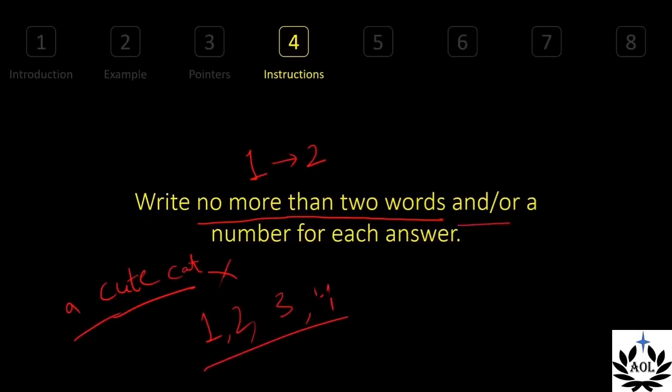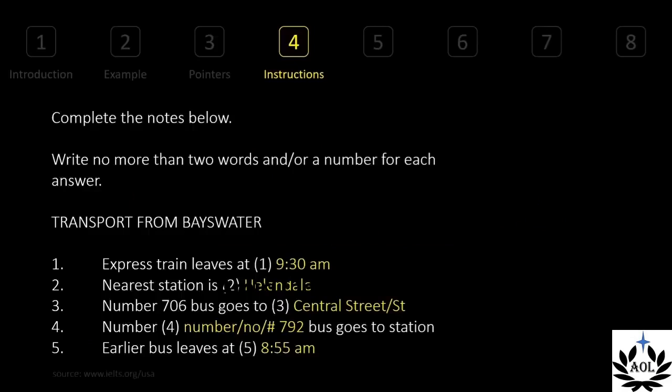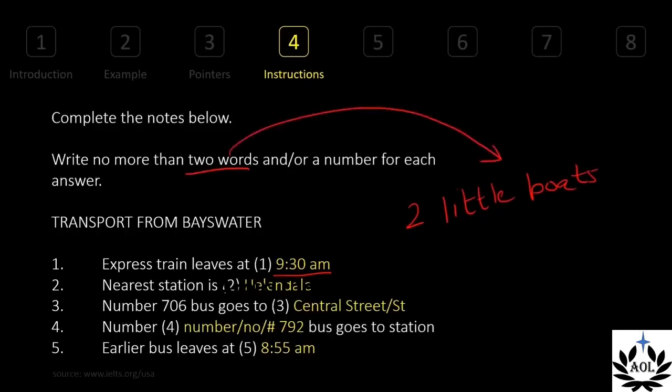Now what is this last part? And or a number for each answer. When they say and or a number, it means that you can add a number to these 2 words. What I mean by that, I'll show you. See, we have an answer here which we have seen earlier, 9:30 a.m. You see that 9:30 is a number and then a.m. is a word. Let's say we have an example where we say 2 little boats. This won't be a trouble. The reason is we have fulfilled the 2 words rule, and then a number is added. This is still fine according to the instruction. Right? You might be thinking, oh, this is 3. These are not 3. This is 1 word, second word, and or a number. This is still fine. Okay, I hope you understand what I mean by that. Good. And it is really important.